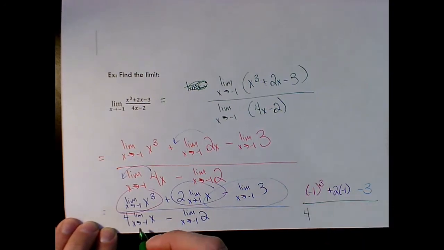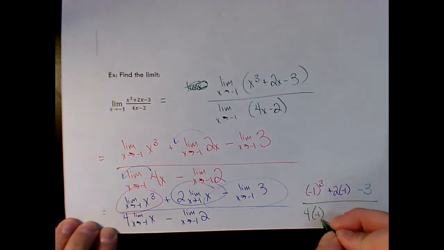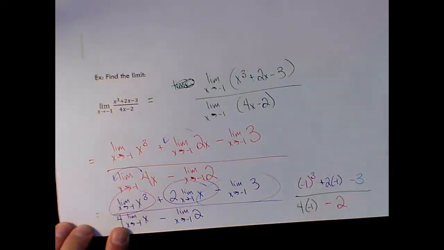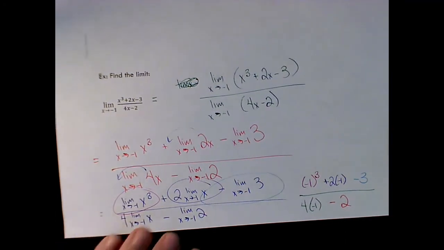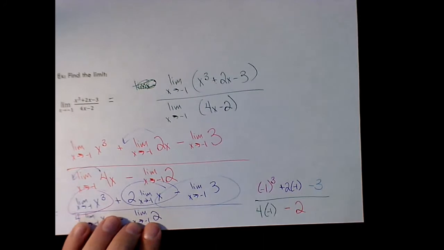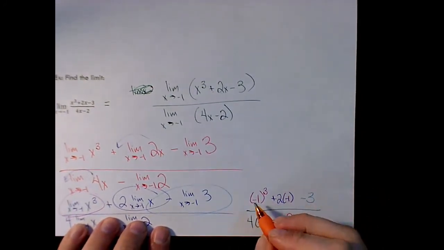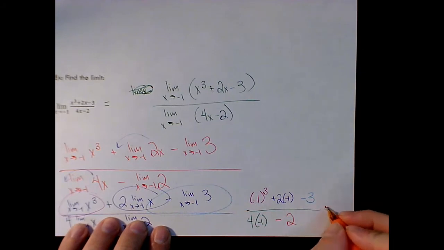Four times, oh look, it's the same thing again, negative 4. Minus 2, because there's nothing to plug in 1 for, or plug in negative 1 for. And, oh boy, am I out of space. So I'll just do it all in one step.